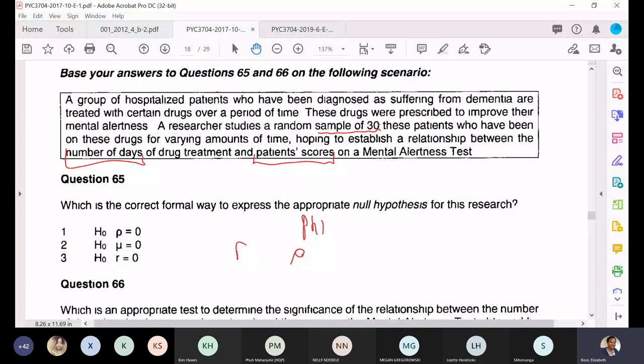So how do we express this? If you didn't know, we express it in terms of that rho, because that is your population parameter. So this will be your population. So r is your sample statistic. So we cannot use r, we cannot use the mean, because here we're talking about the relationship between two numerical values.